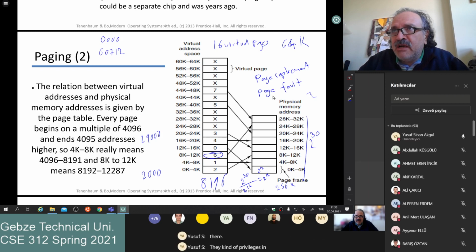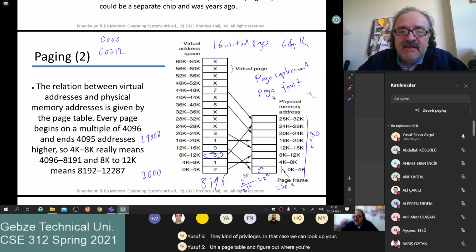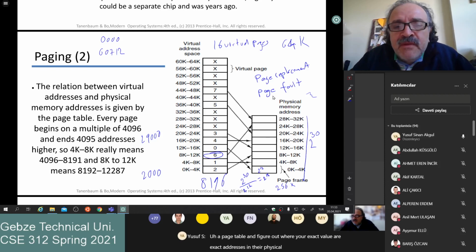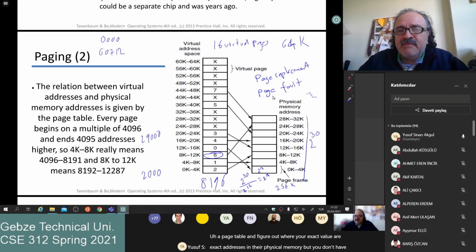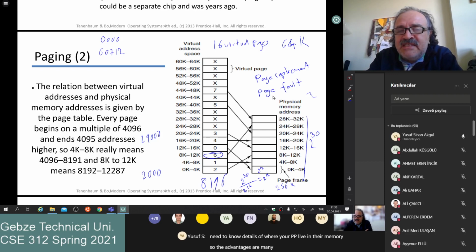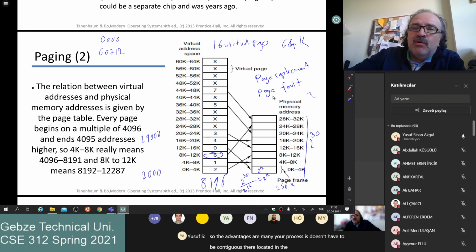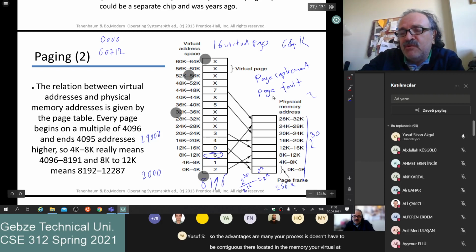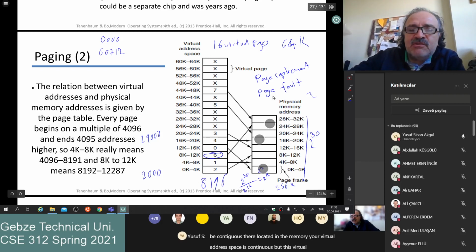In that case, you can look up your page table and figure out where your exact address is in the physical memory. But you don't have to, because those things are abstracted from you. You don't need to know the details of where your pages live in the memory. So the advantages are many. Your process doesn't have to be contiguously located in the memory. Your virtual address space is contiguous, but it's virtual. In reality, nothing is contiguous.